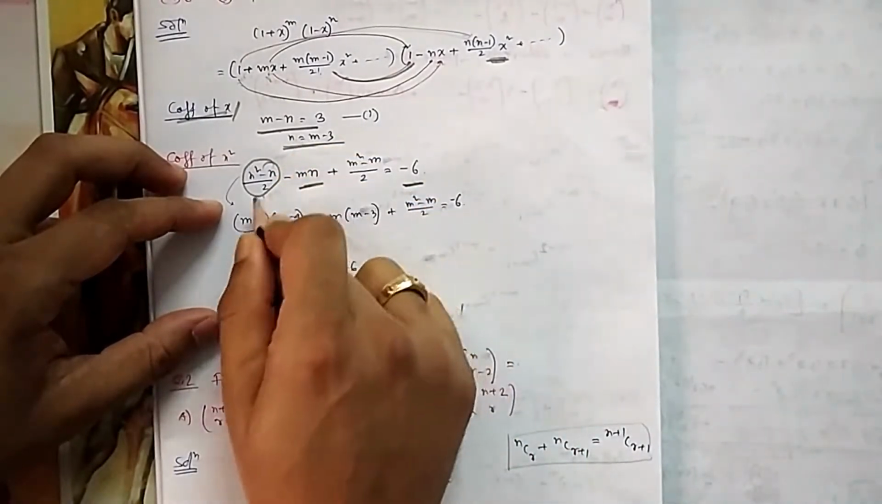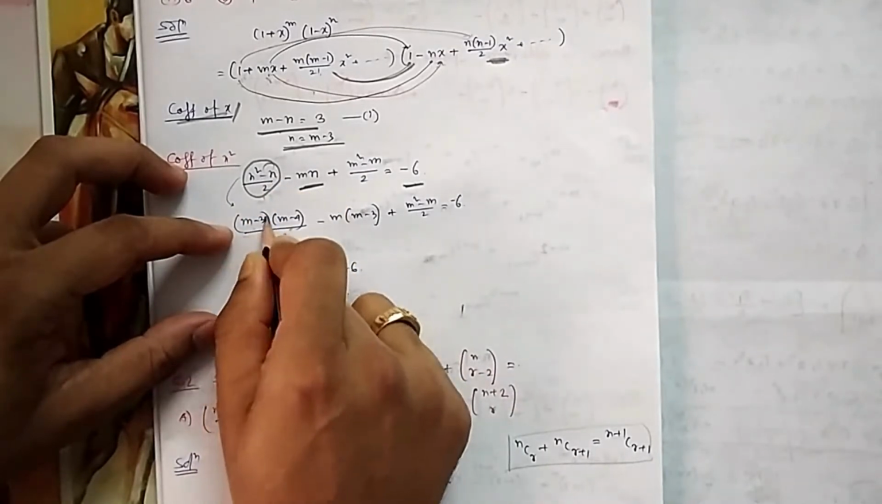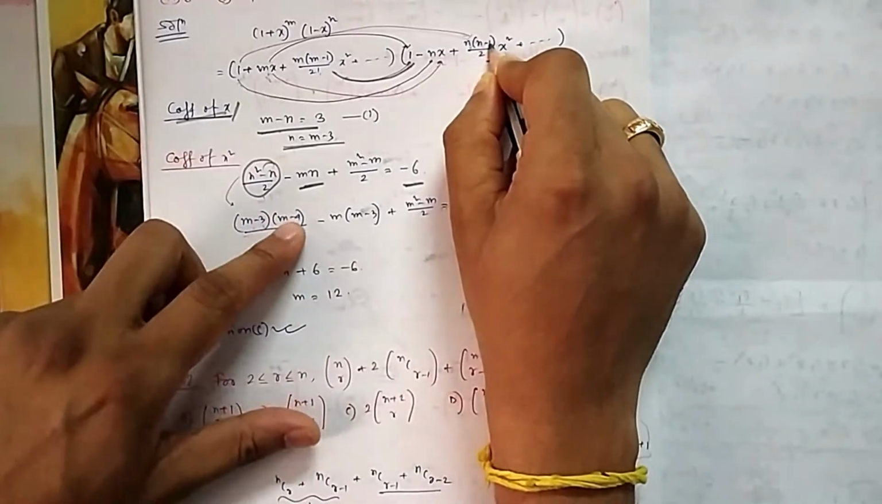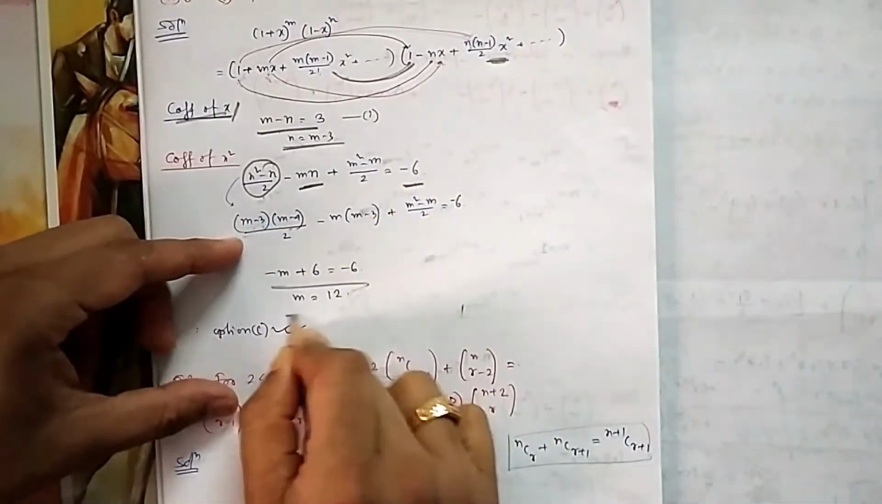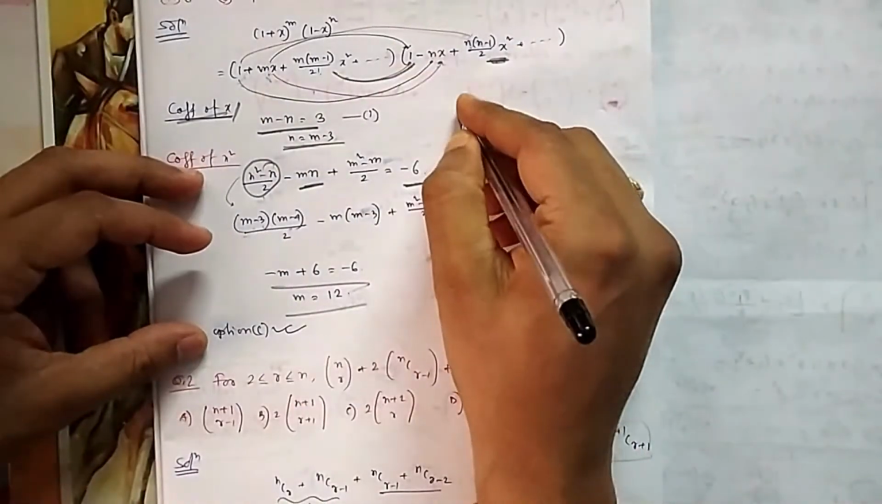Then if you put n equal to m minus 3, here you will get n into n minus 1, so m minus 3, it is n into n minus 1, so m minus 3 minus 1, m minus 4. So finally if you solve it, you will find m equal to 12. This is your answer. Now these questions you can solve without expanding this one also.